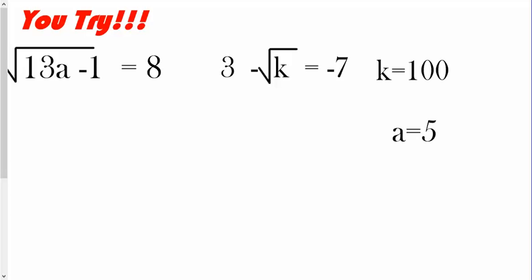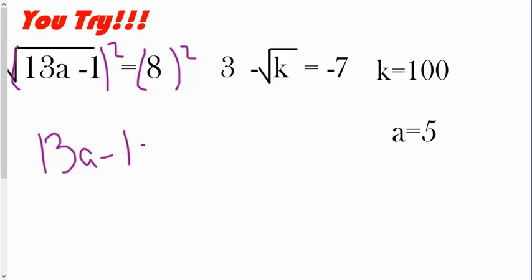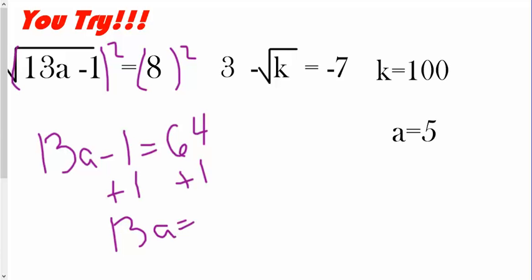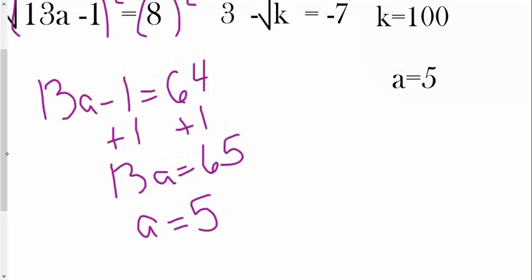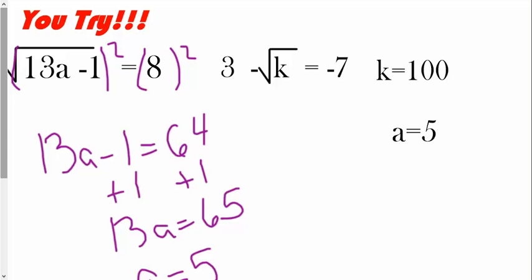So this first one, the one on the left, our first step is to square both sides because we have everything underneath the radical. We need to get the radicand by itself. So I square both sides, and that gives me 13a minus 1 equals 64. Then I add 1 to both sides, and that gives me 13a equals 65, which means that when I divide by 13 on both sides, a has to equal 5. And that's all she wrote there.